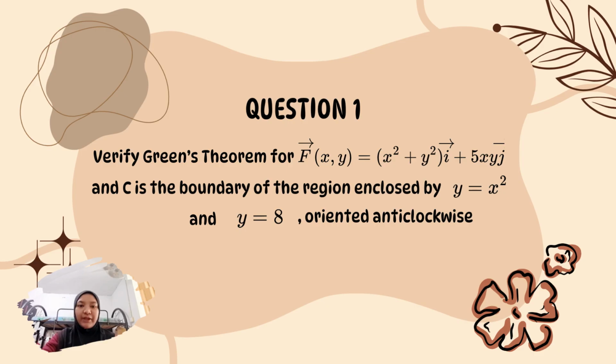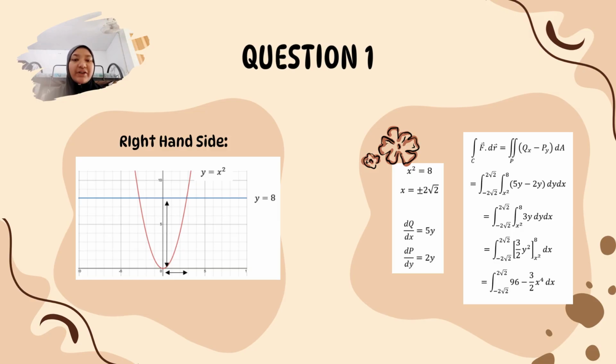First, we take a look at question 1. We need to verify Green's theorem for F = (x² + y², 5xy), and C is the boundary of the region enclosed by y = x² and y = 8, oriented anticlockwise. First, let's solve the right-hand side, which is the double integral over the enclosed region.